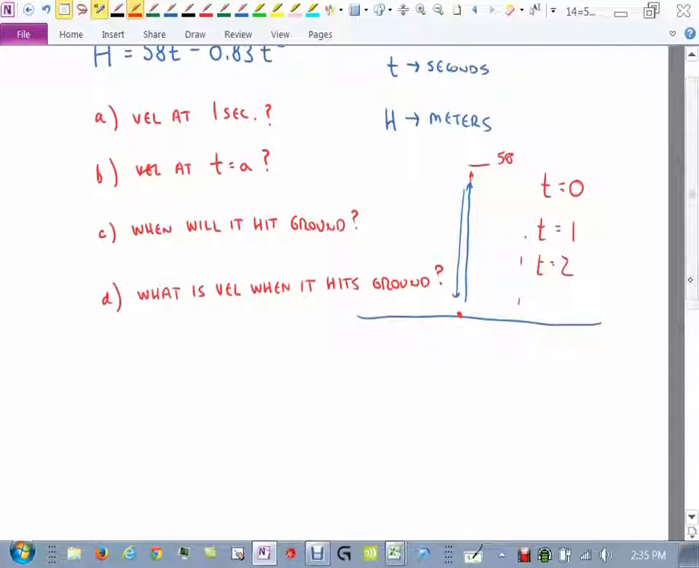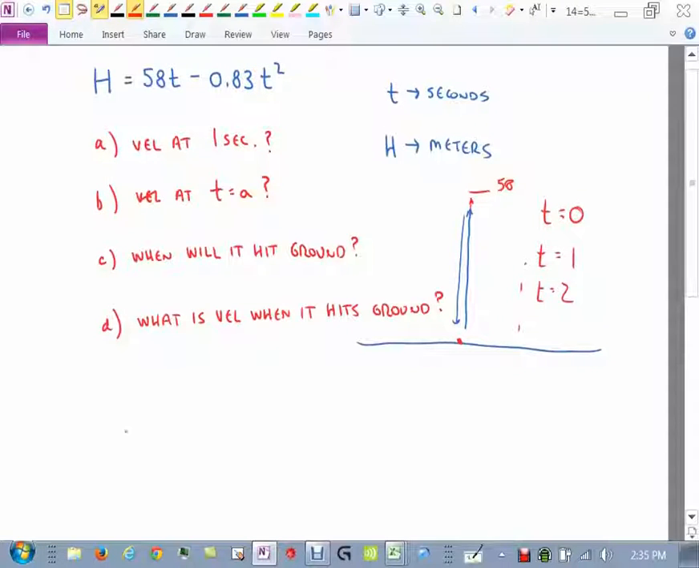Well, the velocity at any point in time should be equal to the derivative of this thing. Well, right now it's called h, so I'm going to call it h of t. And I'm going to say the velocity is the derivative of that. So what I want is the derivative of that h function, or the slope of the tangent line, at some arbitrary point t equals a.